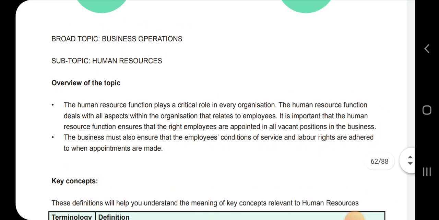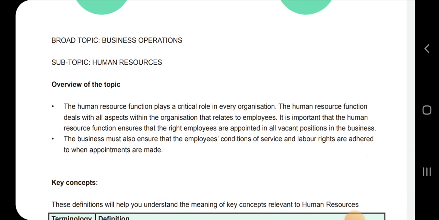The broad topic of business operations is how a business is operated. The subtopics under business operations include human resources and other things. A business does not operate based only on human resources; it applies to other things too. The overview of the topic is that the human resource function plays a critical role in every organization. Human resource functions deal with all aspects within the organization that relate to employees. So everything that has to do with employees is the human resource department's job.